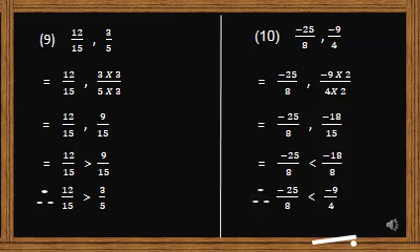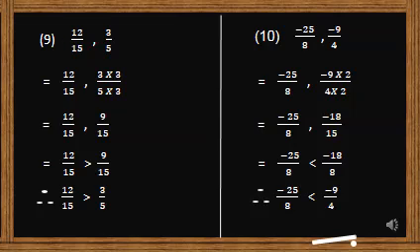Students, now we will see our last two sums which are more similar to each other. Our ninth sum is 12 upon 15, 3 upon 5. Here the denominators are not the same, but we can make them the same. Let's see how we can do it. First we have to see which fraction's denominator we have to change. We have to change the second fraction's denominator, 3 upon 5, to make the denominator 15.